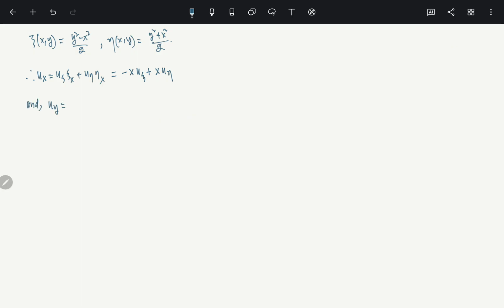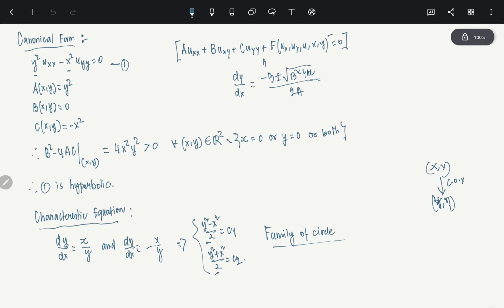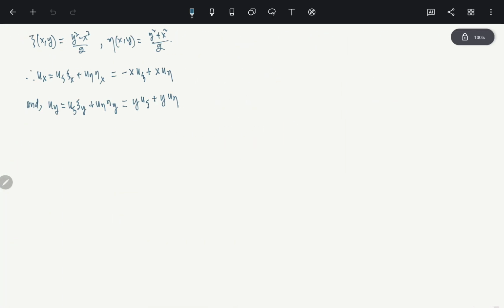Because xi x and eta x are basically minus x and x respectively. And uy, this is how you solve this. It is basically u xi times xi y plus u eta times eta y, with respect to y. Now xi y is y, and eta y is basically again y. So this becomes y times u xi plus y times u eta. Then you also have to find uxx. See, here there is no point of finding uxy, because I just have to find uxx, uyy and put it in our equation, right?